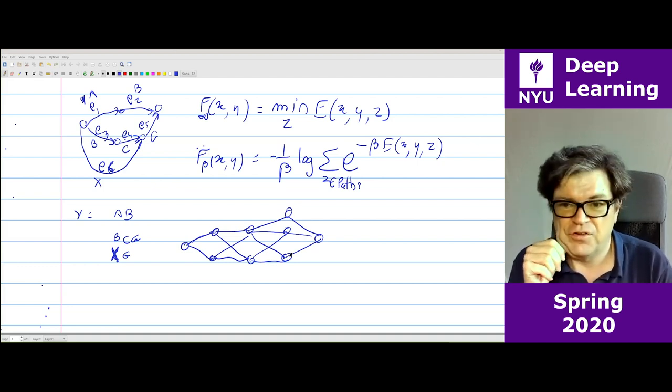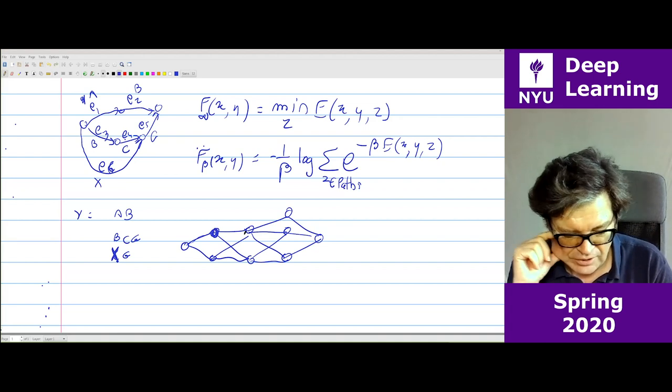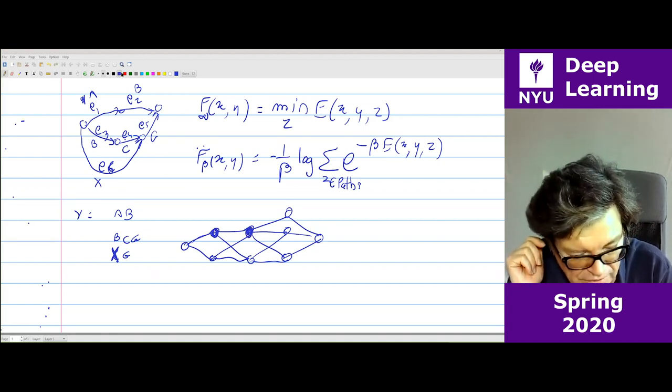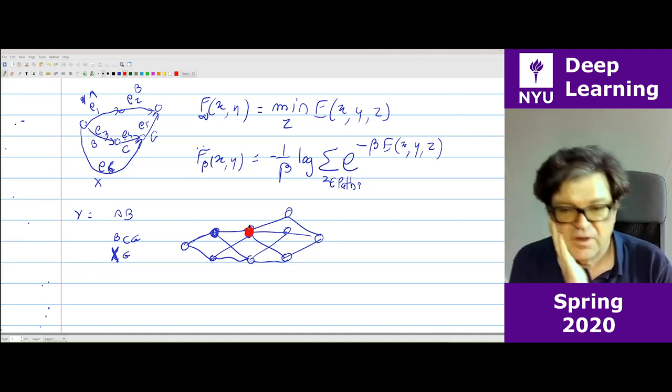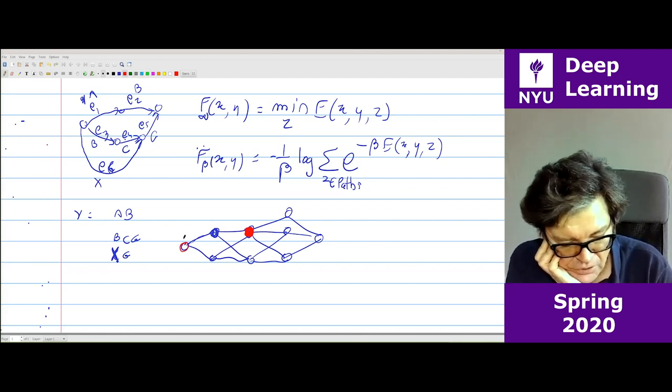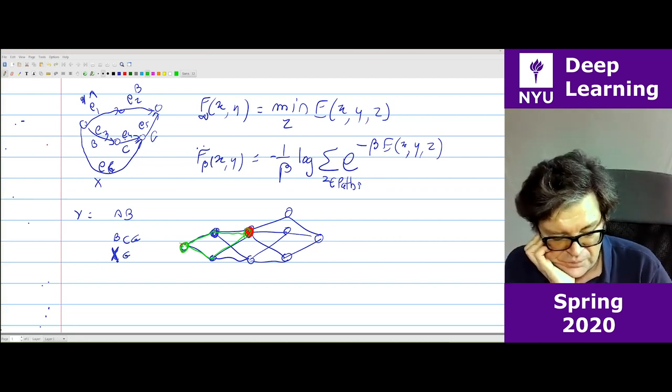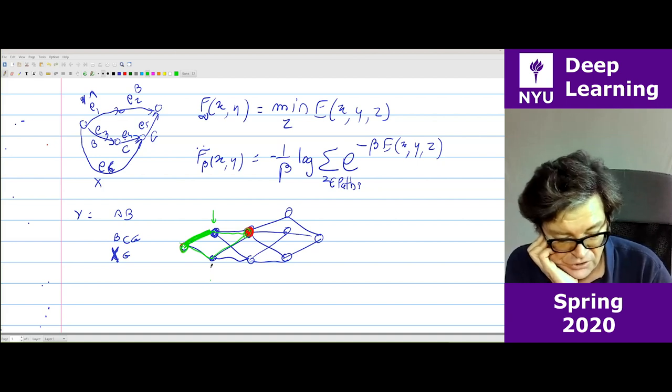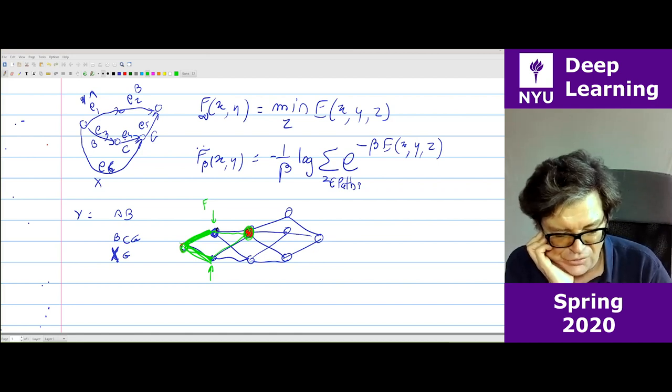But how do I compute this sum? Basically, I go to a node. Let's take this node right here. I'm going to color it red. The energy from the input node to that node is the log of the sum of the exponentials of the energies along all paths to go from the input node to that node. I have an energy here, which is just the energy of that branch, and another here. I have an F here, and to compute the F for this node, I just compute the log of the sum of the exponentials of those two.